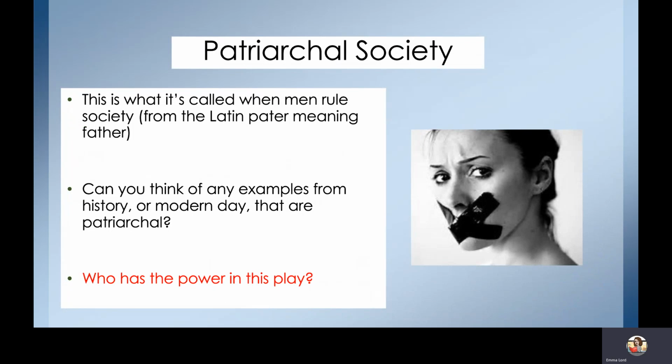So, of course, a patriarchal society is what it's called when men rule, from the Latin pater, meaning father. Lots of examples in modern day. This is a question that I'd like you to explore on the final slide. But I think we need to consider the question, who does have power in this play? I don't think it's just the men.